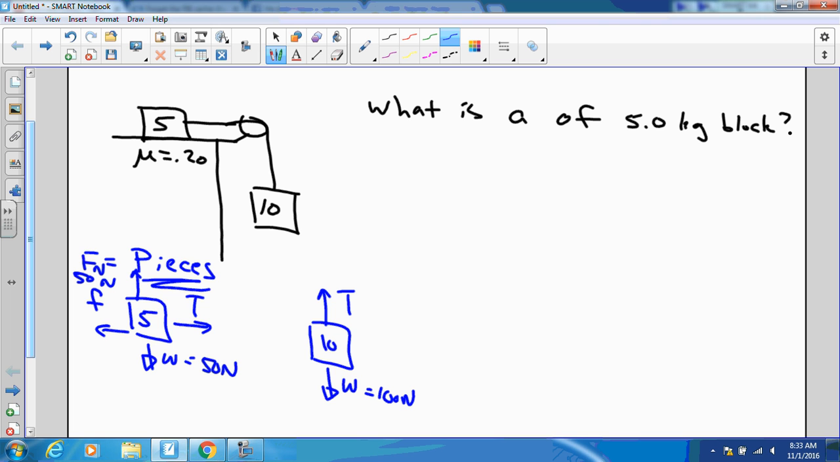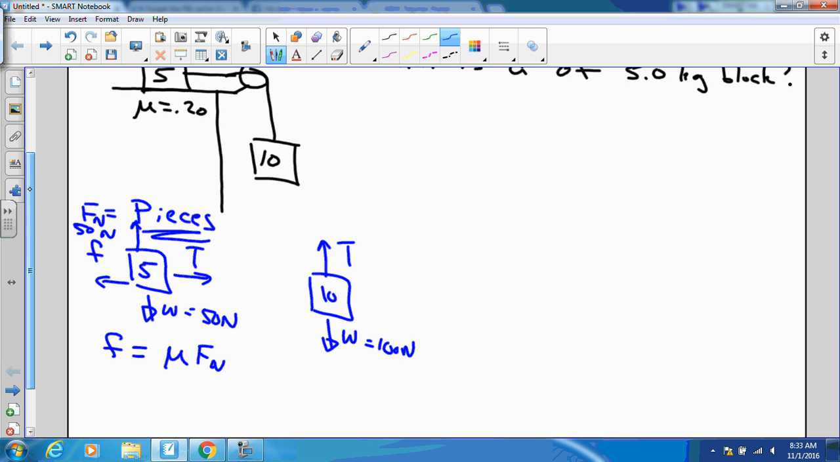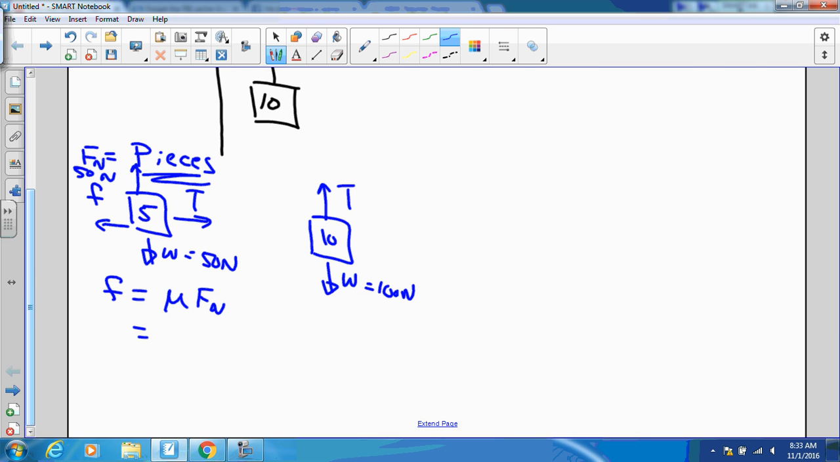And we avoid the newbie mistake: tension is not 100 newtons because our system is accelerating. Okay, so we're all comfortable with this, and we could even write friction is equal to mu times the normal. Notice that we're talking about a kinetic frictional situation because our mass is accelerating, and so we get 0.2 times 50, or 10 newtons there.